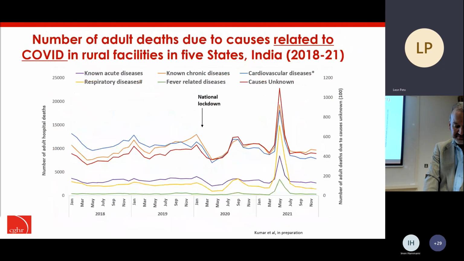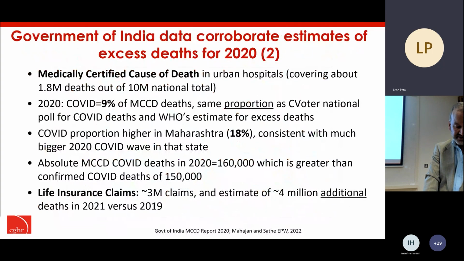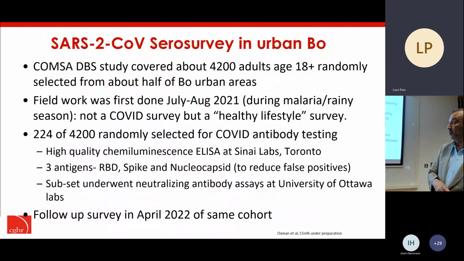Now, by contrast, what I'd like to do is to show you in Sierra Leone, in the same areas that we've worked in, we took urban Bo and now rural Bo, took the randomly selected areas and sent teams to go back to those houses and collect dried blood spots. So the first round of work was done in July, August 2021. That was exactly during their Delta wave, but also happens to be their malaria wave.